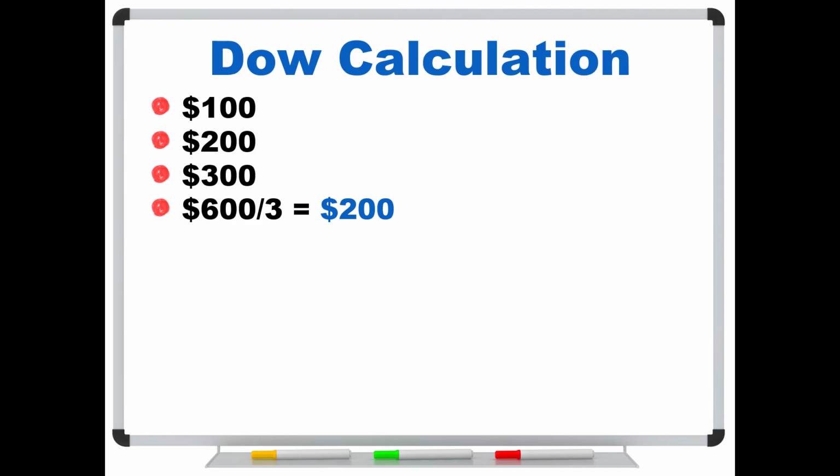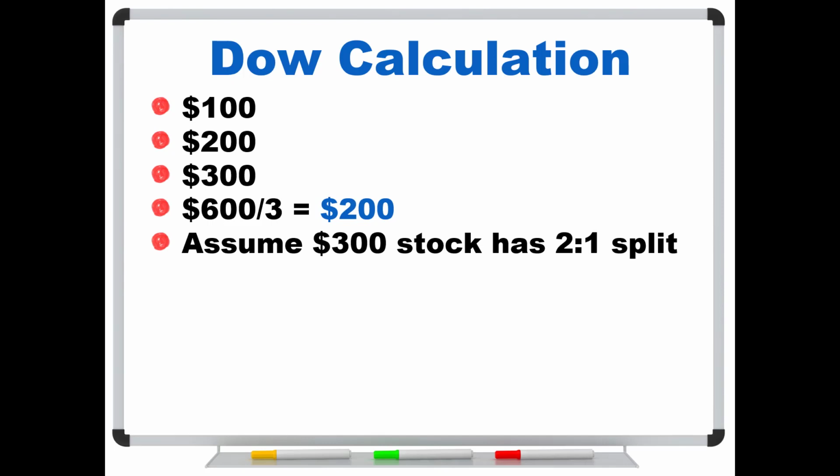So for example, let's assume that our $300 stock here goes through a 2-for-1 split, and it's now trading for 150. Well, what's that going to do for our index? Think about it. We're now going to have 100 plus 200 plus 150, which is a total of 450. We still have 3 stocks in our index, so it's 450 divided by 3. Our new index level is 150. So it looks like our index got absolutely hammered. It fell from 200 to 150 when nothing really happened.